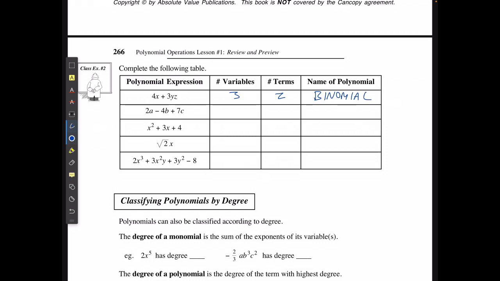In the second case, I have an A, a B, and a C. I have 3 variables again. I have 1, 2, 3 different terms that are separated by pluses and minuses. So I'd call this a trinomial. In the third case, it just has x. So I only have 1 variable, but it's still separated into 3 distinct terms, and it's a trinomial.